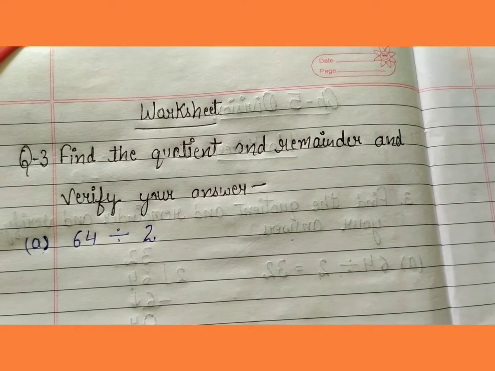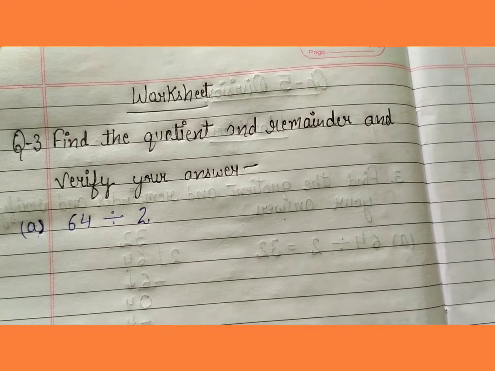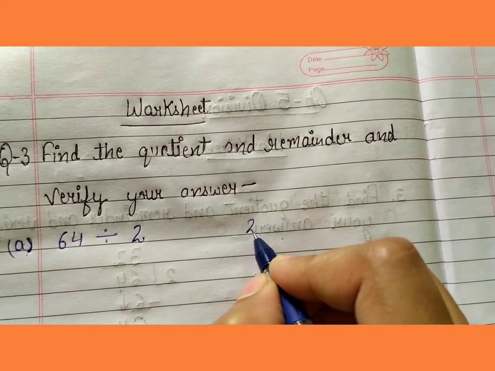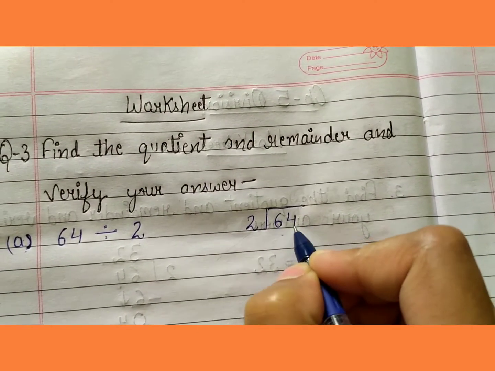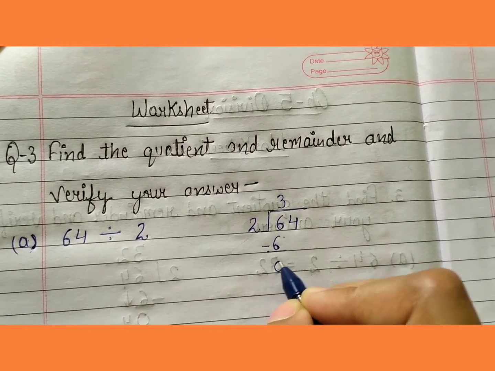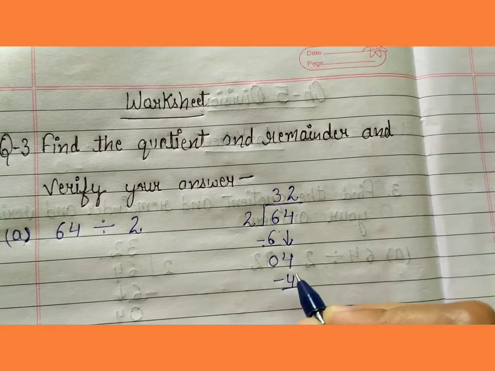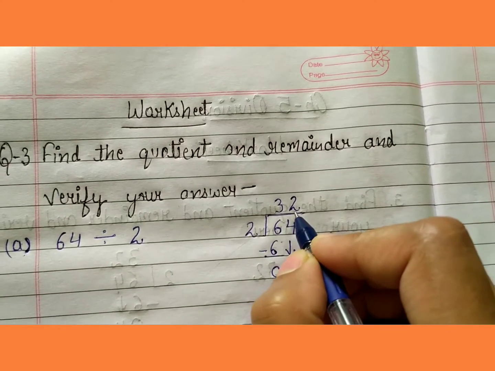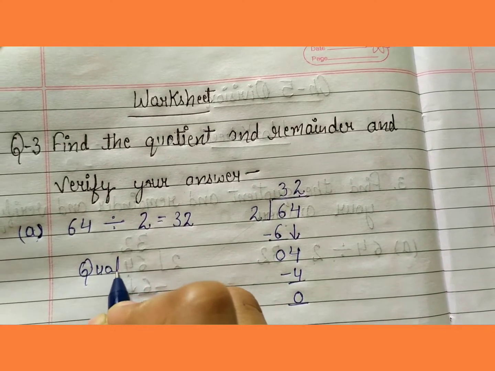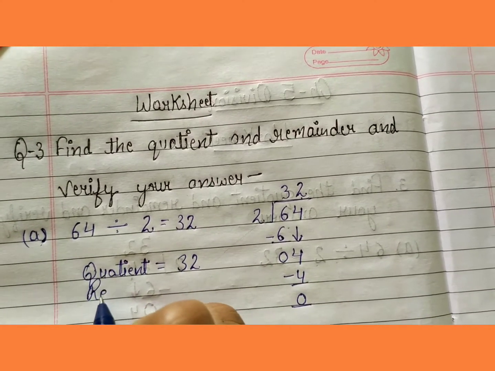Worksheet question number 3. Find the quotient and remainder and verify your answers. 64 divided by 2. Write this numeral in this form. Okay children, 2 3s are 6. 6 minus 6 equal to 0. Write 4. 2 2s are 4. 4 minus 4 equal to 0. Your answer is 32. It is called quotient. Quotient is 32. Your remainder is 0.